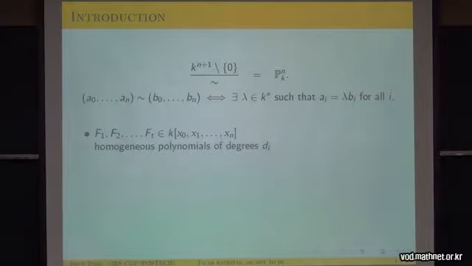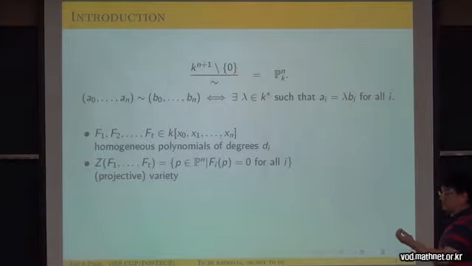Here we do the same. Instead of simple polynomials, we consider homogeneous polynomials, where each monomial has the same degree. You consider homogeneous polynomials and define the same thing: the common zeros of these homogeneous polynomials.